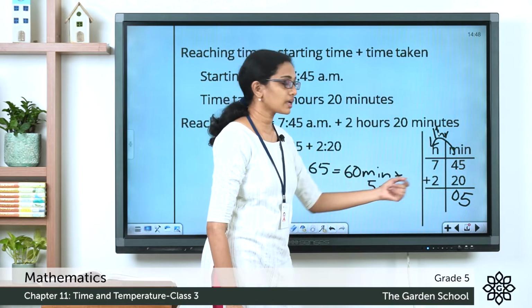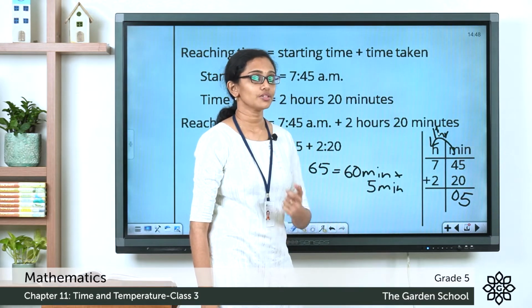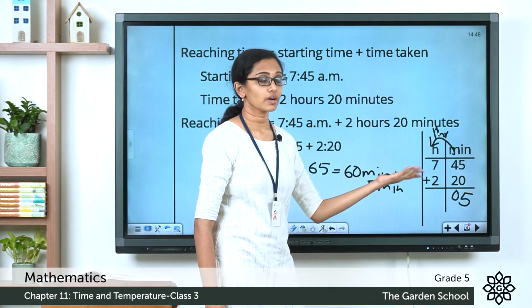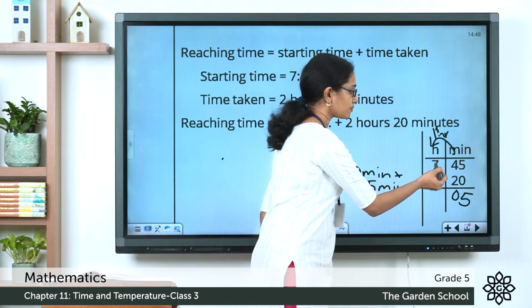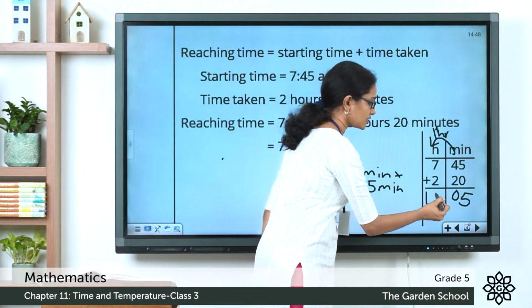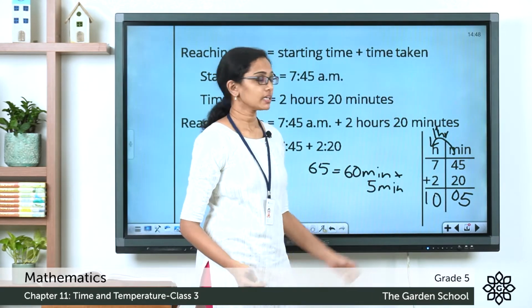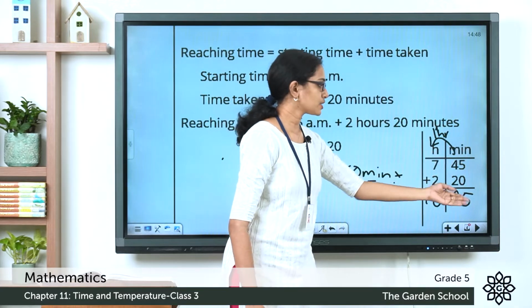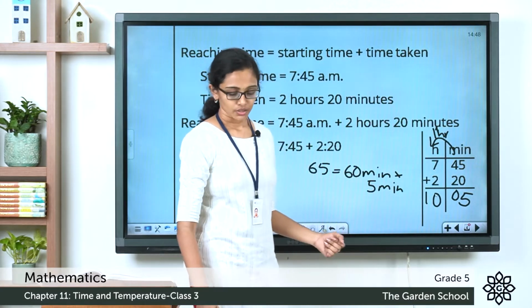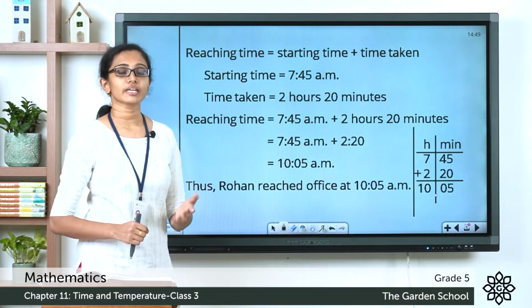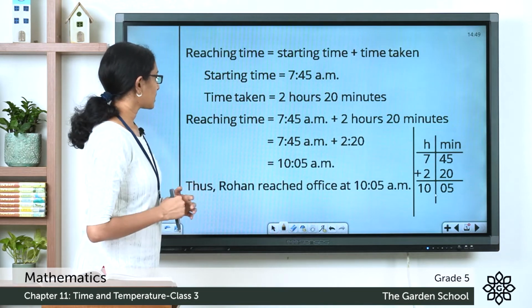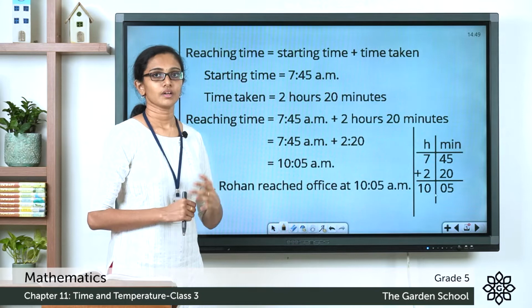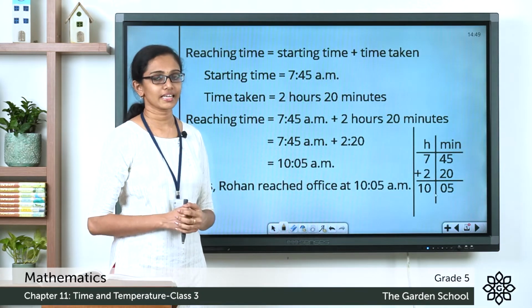So what is 7 plus 2? 7 plus 2 is equal to 9, plus the 1 hour that we carried over from the minutes column. So 9 plus 1 is equal to 10. So what do we get? We get a total of 10 in the hours column, and in the minutes column we have 5 minutes. So at what time did he reach his office? Rohan reached his office at 10:05 a.m. So I hope this question is clear to you.